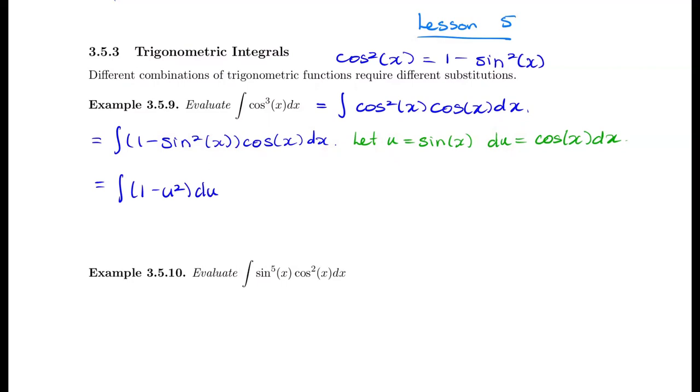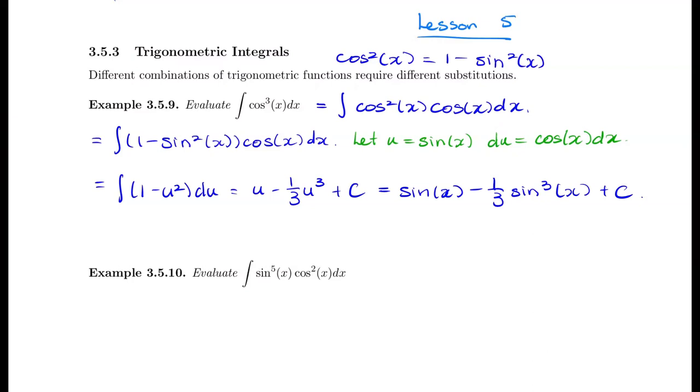And then this integral just becomes one of the easier integrals that we could actually evaluate. This is just going to be u minus a third u cubed plus c. And then once we undo the substitution, we have sine of x minus a third sine cubed of x plus c. And that's for this first integral here. But let's have a look at the second one. It looks a bit more challenging here.